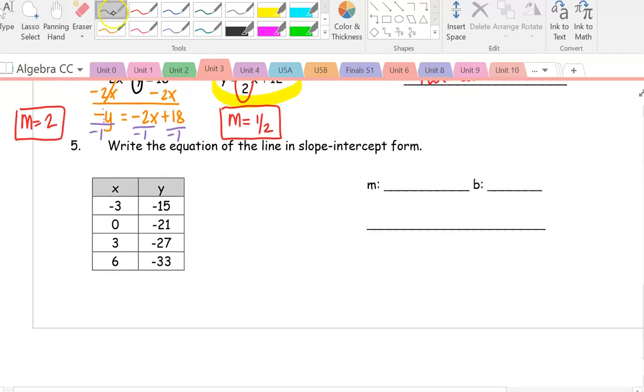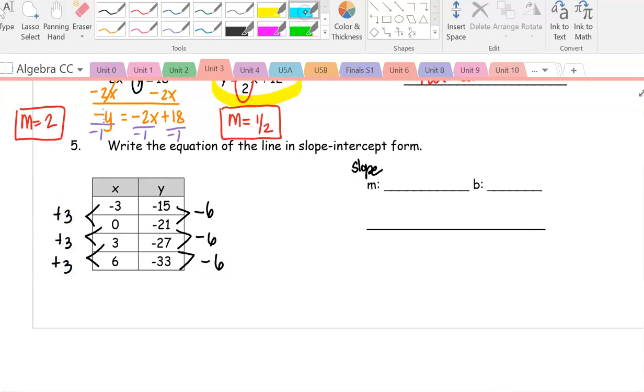Write the equation of the line in slope-intercept form. So m, b, and then we're going to write our equation. Let's start with m, which again is slope. We'll do that by doing our jumps. -15 to -21. This is getting smaller, and it's going down by 6. And then these are going up by 3.